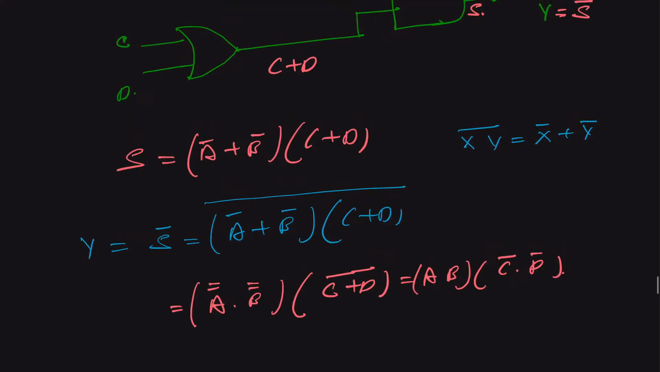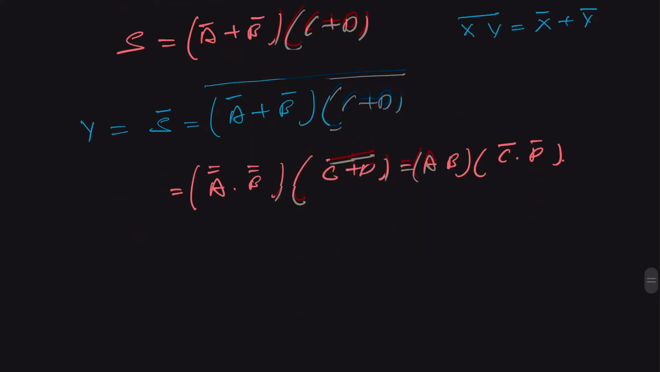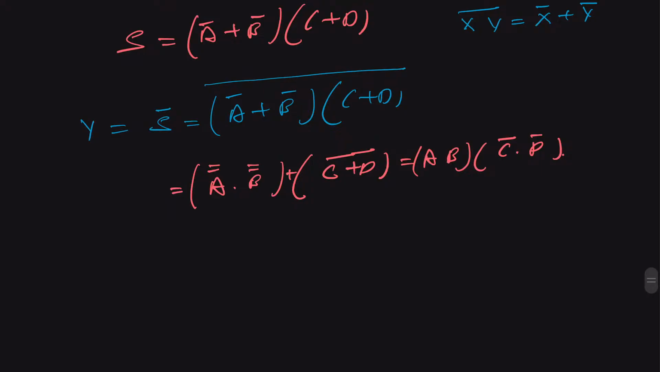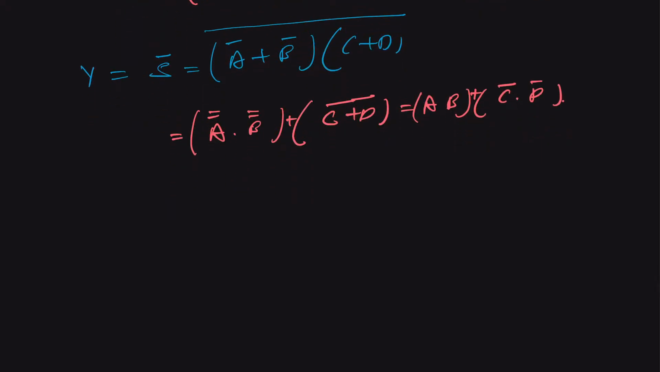One second. Here it is plus, I forgot to write it. This is plus. So finally you get that Y is equal to AB plus C bar D bar. So this is our final expression of our logic gate. Next question.